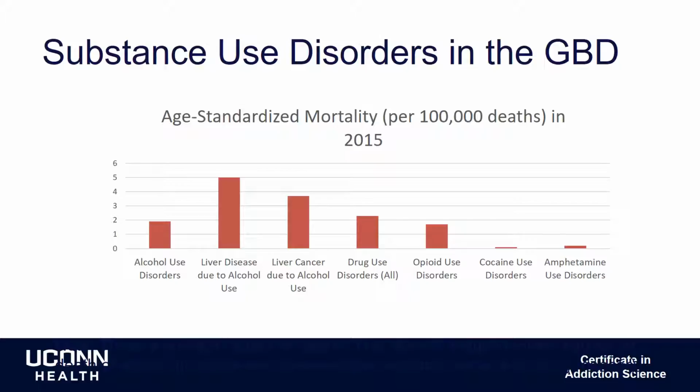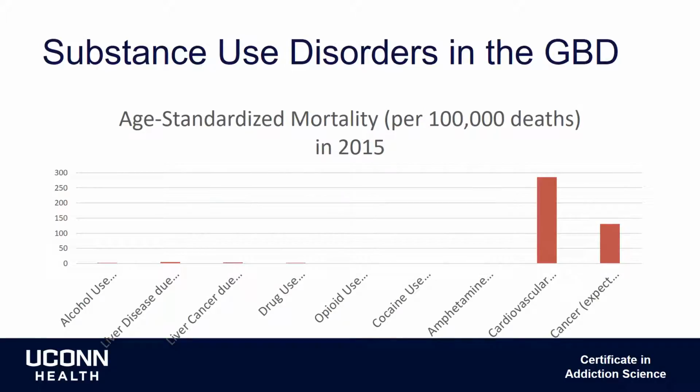If we look at just alcohol, about 2 people per 100,000 deaths in the world were caused by alcohol use disorder. Roughly the same amount for opioid use disorders, but much lower amounts, almost 0, for cocaine and amphetamine use disorder. When we put this in context next to cardiovascular disease and cancer, which are on the furthest right and are those really big tall columns, the mortality due to substance use is almost non-existent. It's something we worry about, but it's simply not very prevalent.